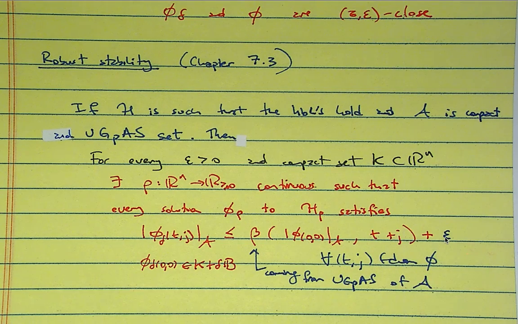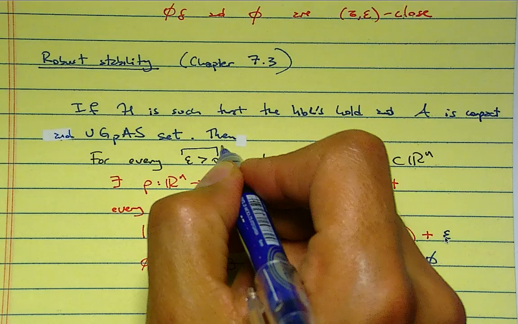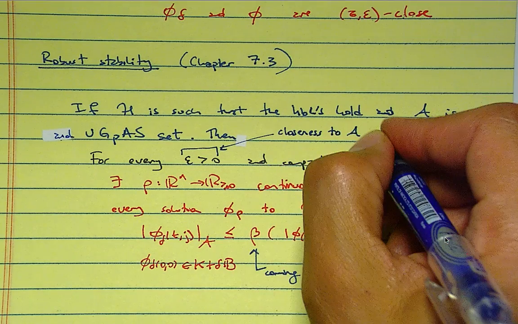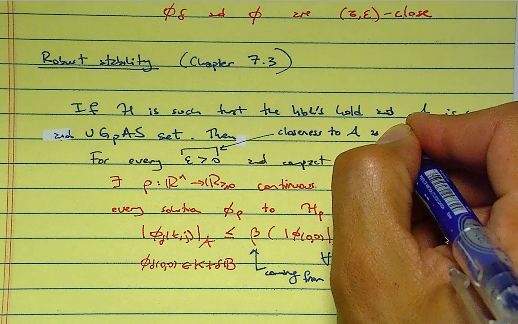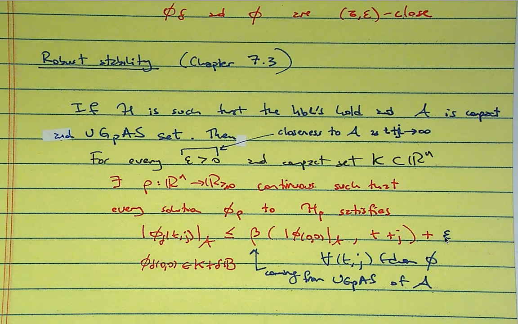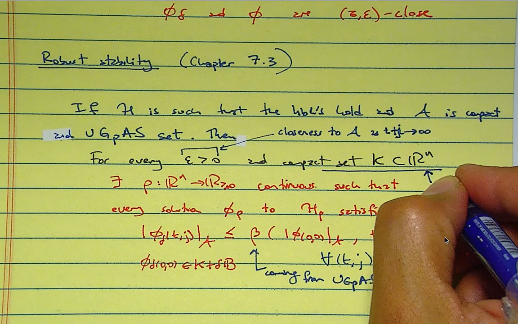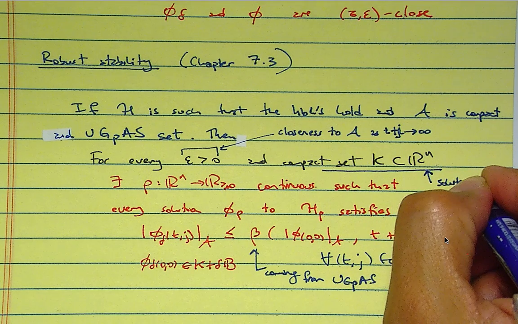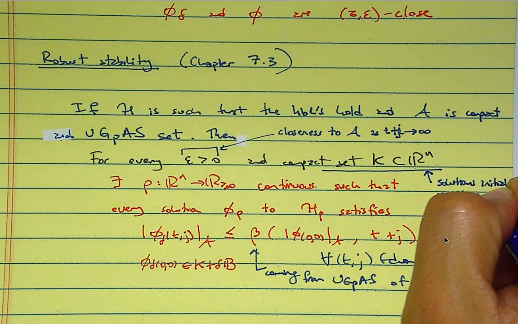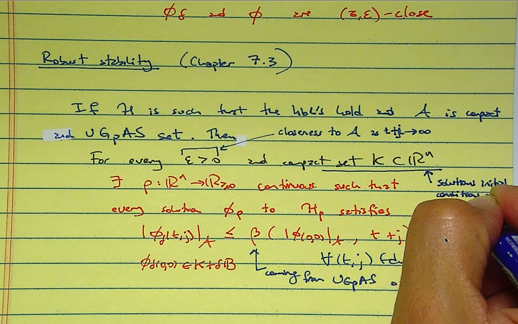So this is saying that this epsilon is now closeness to A as t plus j goes to infinity. So this is how close I would like to be to that set. And this compact set is mandatory. So this is saying that solutions with initial condition restricted to a compact set.